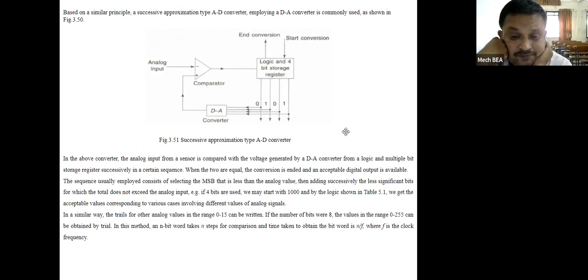can be written if the number of bits is larger, for example in the range 0 to 255, can be obtained by trial. In this method, an n bit word takes n steps for comparison, and the time taken to obtain the n bit word is n divided by f, where f is the clock frequency.